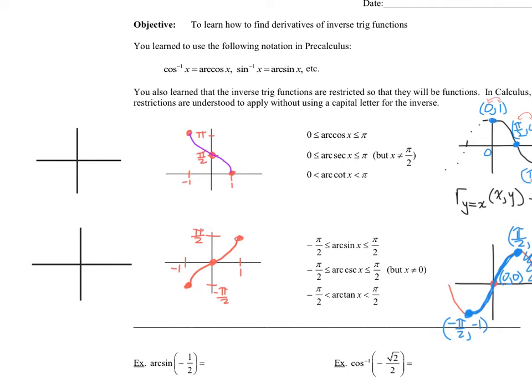Yeah, so this is from 0 to pi. So 0 to pi is first quadrant, second quadrant. So here and here. The arc sine is going from negative pi over 2 to pi over 2, so that's fourth quadrant, first quadrant. Right?